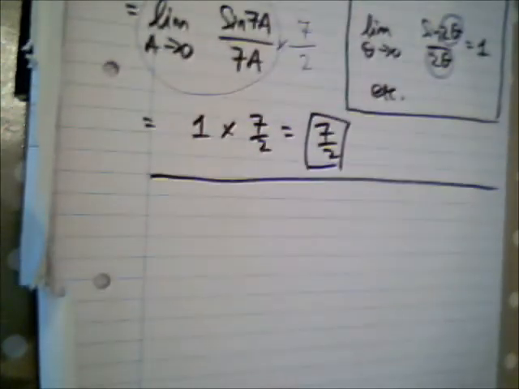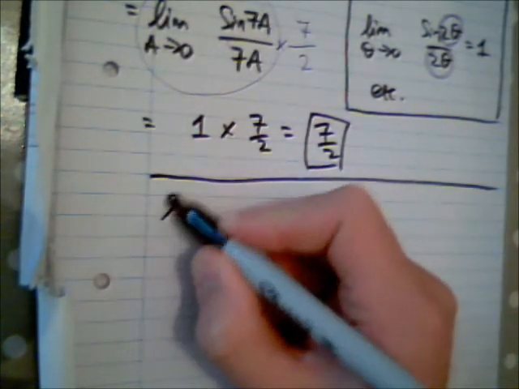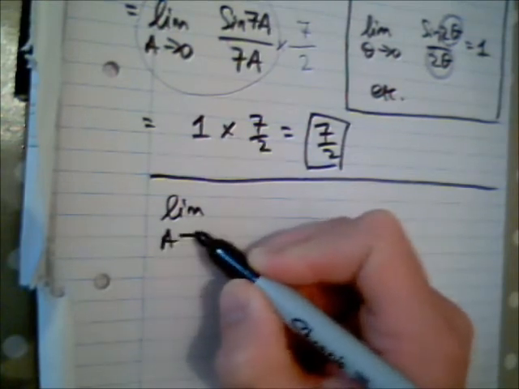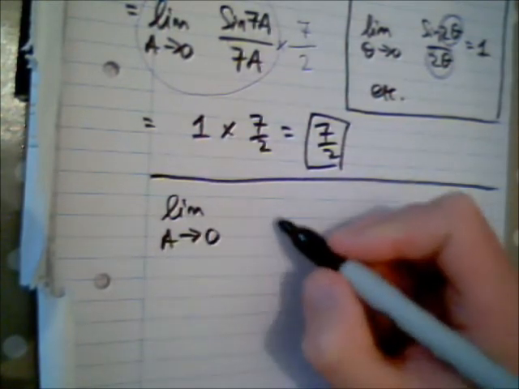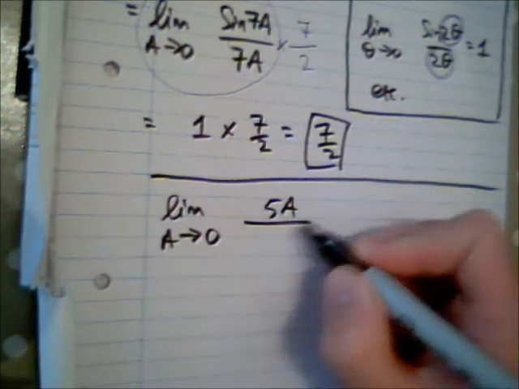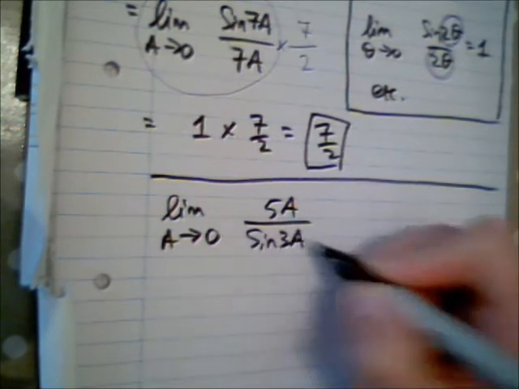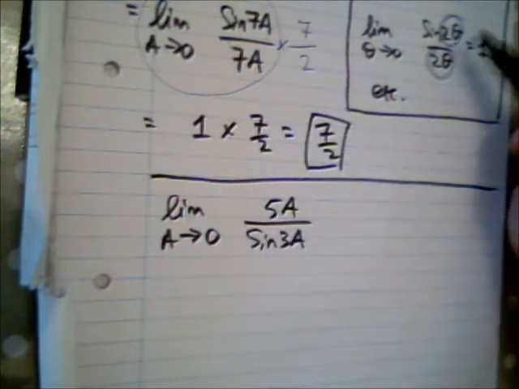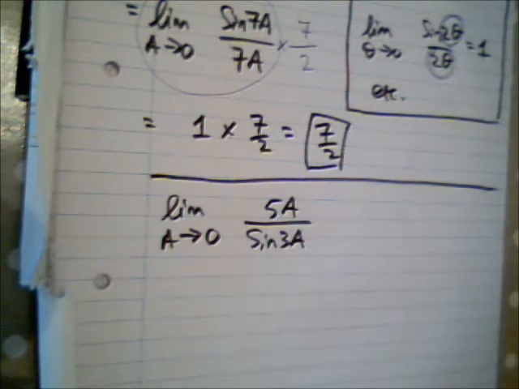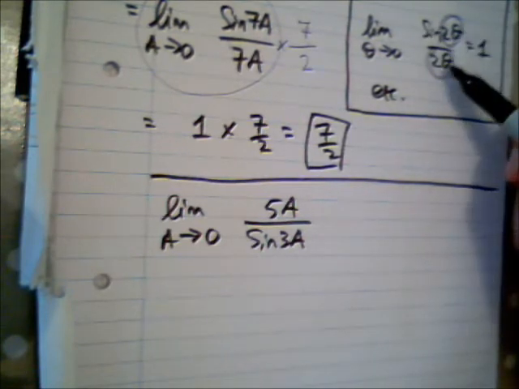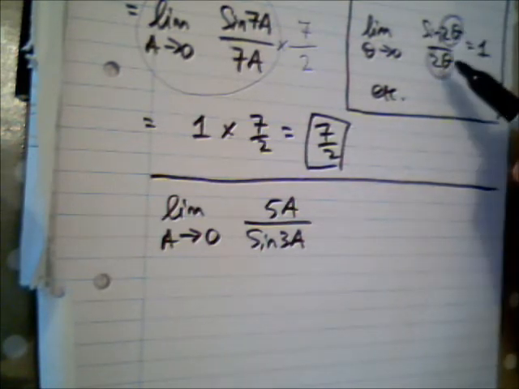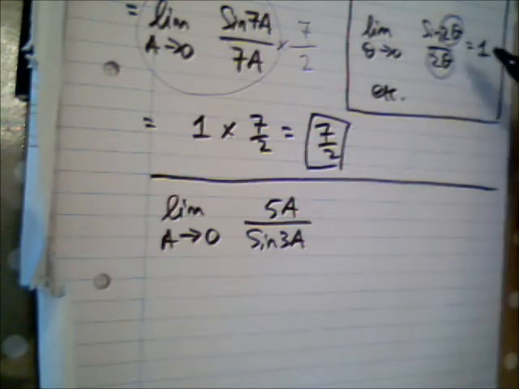In much the same way, you can deal with the reciprocal, which is when you turn it upside down. So let's say the limit as a tends to 0 of 5a all over sine of 3a. So this formula here works upside down as well. If sine of an angle over the angle is going to be equal to 1, then when you flip it, it's going to be equal to 1 as well.